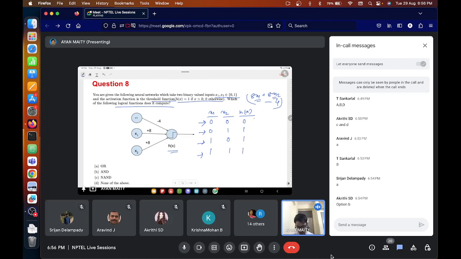So now if we compare this truth table with different logic functions, we will see that it is similar to the OR gate: if any of x1 and x2 is true, then the output is also true, and when both the inputs are true, the output is also true. So this is nothing but the OR gate, and option A is the OR gate. So option A would be the correct answer.